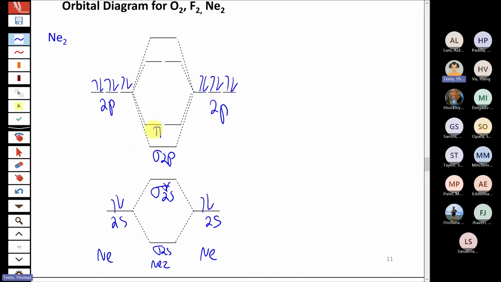That should be 2p. And then this time we have a total of 16 valence electrons. Each neon atom has a 2s2, 2p6 valence configuration, 8 electrons each for a total of 16. And now we're going to end up filling all of these. 2, 4, 6, 8, 10, 12, 14, 16. So we fill up all of the molecular orbitals.